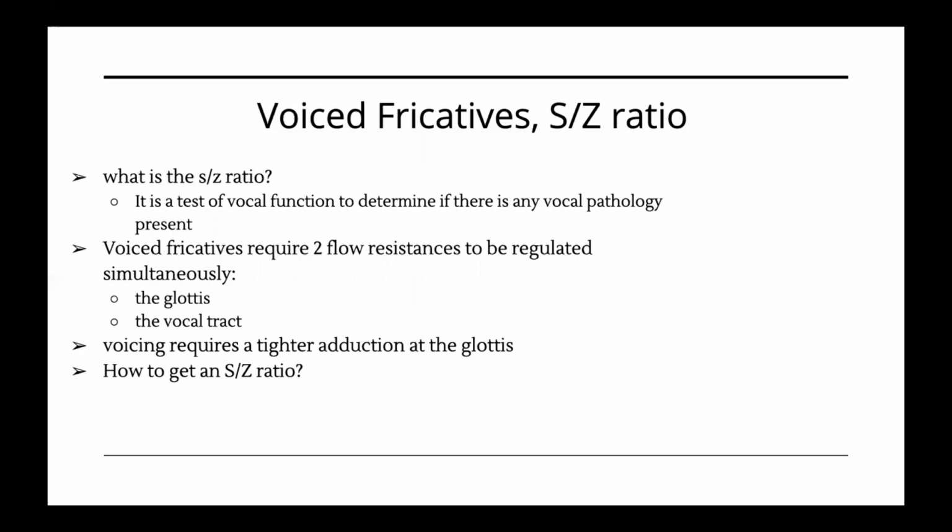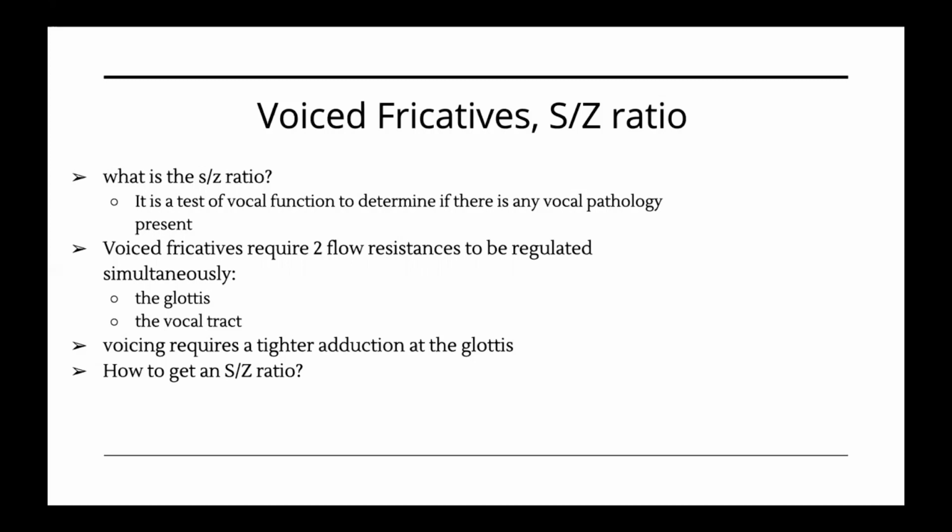If the S is a lot higher than that, it is typically an indication of a disordered voice. So voice fricatives require two flow resistances to be regulated simultaneously, which are the glottis and the vocal tract. Voicing requires a tighter adduction at the glottis. And how do we get an SZ ratio?